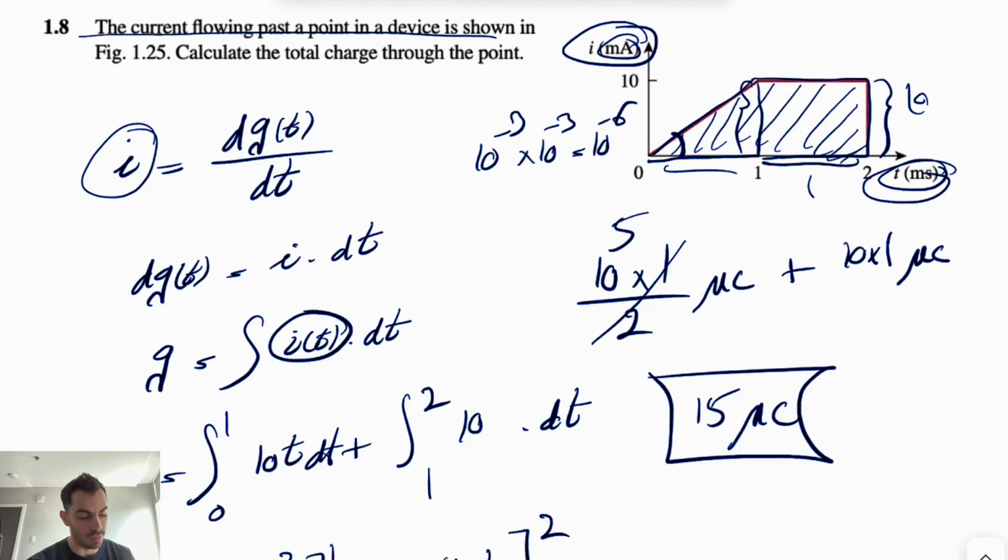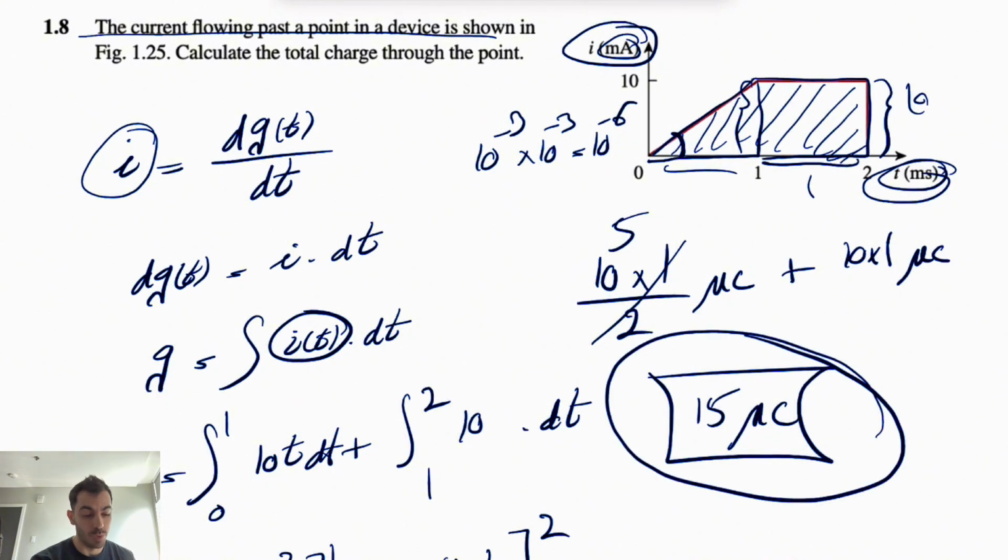Again, as long as we have simple shapes in our graph, it's easy enough to find the area, and we can use the shortcut that we have. Hope everything was clear. Let me know if you guys have any questions.